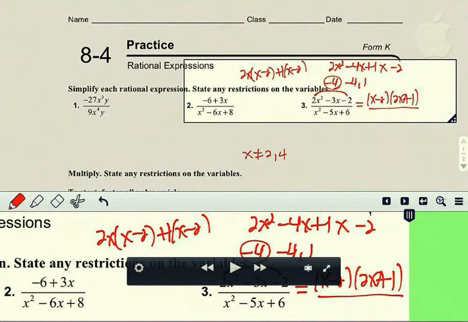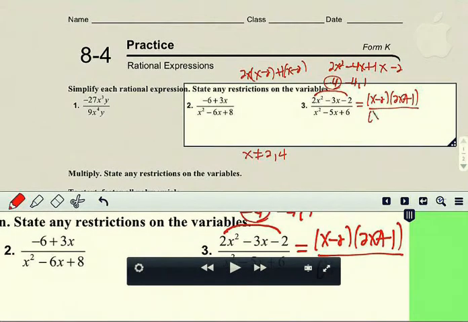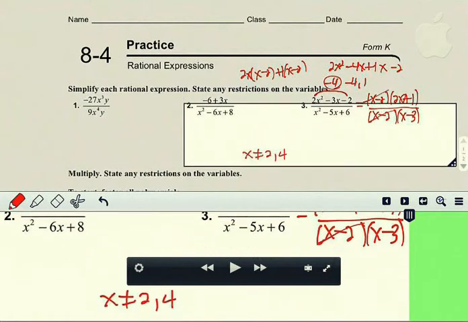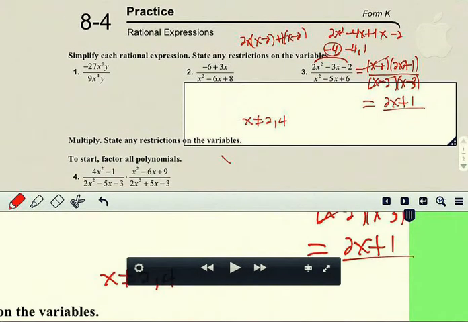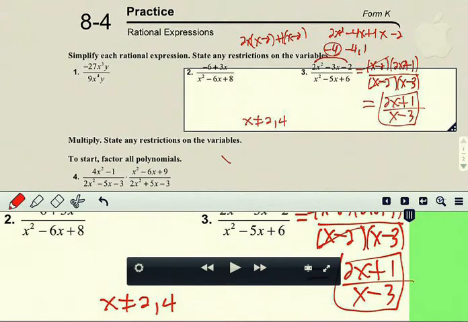The bottom is x minus 2 times x minus 3. So you can see the x minus 2's cancel, and we end up with 2x plus 1 over x minus 3. And to get the restrictions, you have to look back here. X cannot equal 2 or 3.